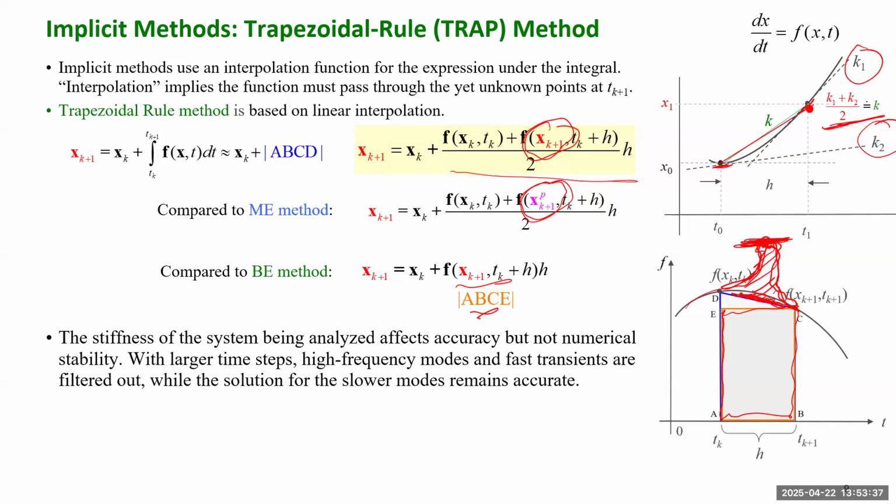So what happens is, the true trajectory will be like this one, and the sudden change will be caused by the fast dynamic. But if you use the trapezoid rule method, it will follow the curve. It won't become numerically unstable, but it may miss some fast dynamic.